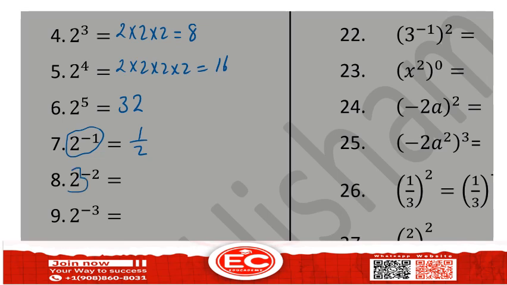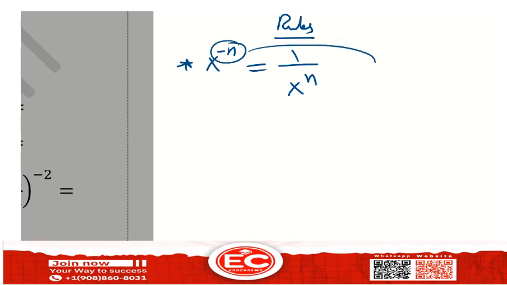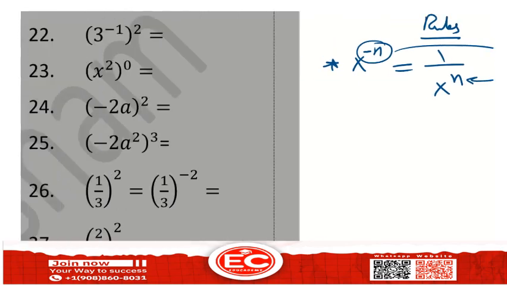What is 2 to the power of 2? 4. So it's 1 over 4. What's 2 to the power of 3? 8. So it's 1 over 8. So the rule is: x power negative n is equal to 1 over x power n. So the negative only changes the place, numerator or denominator.